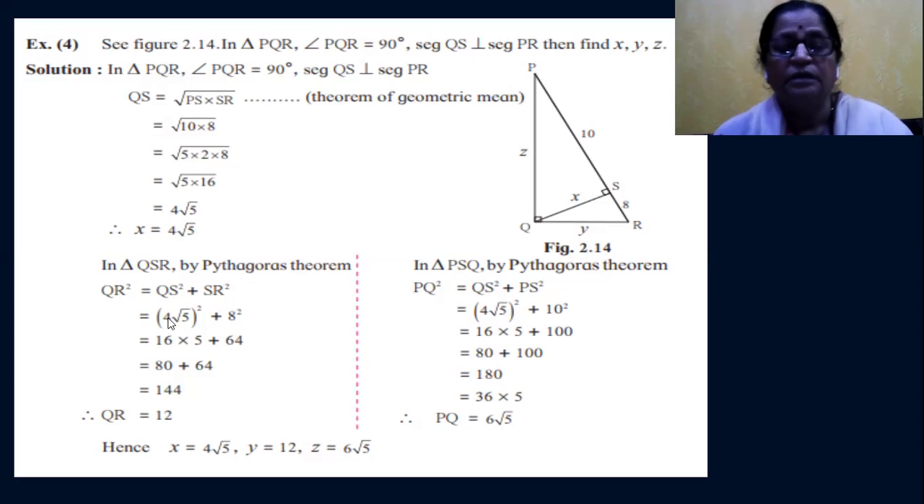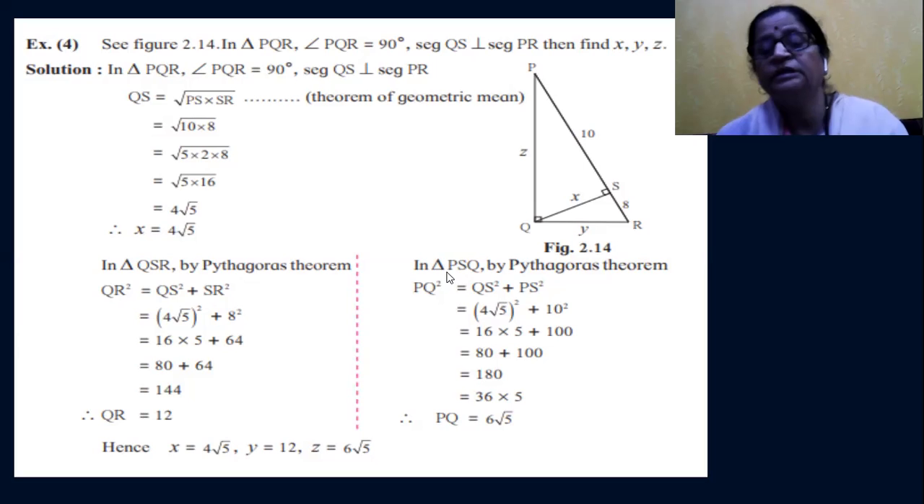So 4 into 4 is 16, square root 5 square is equal to 5, and 8 square is 64. So we multiply 16 into 5, we get 80, and then 64 as it is. We add this, and this is 144. 144 is a square of 12. So that QR is equal to 12 and y is equal to 12.